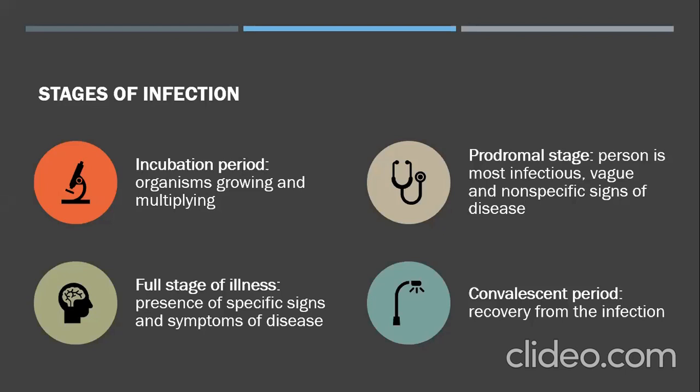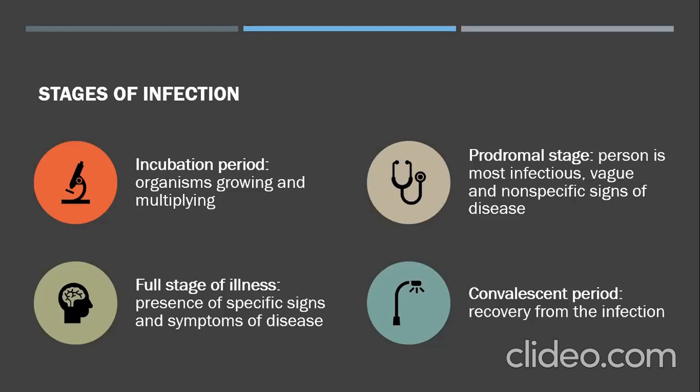So there's that. The prodromal stage of an infection is when a person is most contagious. When they're most contagious, that's when the symptoms start, when they start to feel not good, still not quite sure what's wrong with them. That's actually when they're most contagious. And then when they're in the full stage of illness, they're having specific signs and symptoms of that illness. The convalescent period is when you've got those antibodies built up and now you're recovering from the infection.